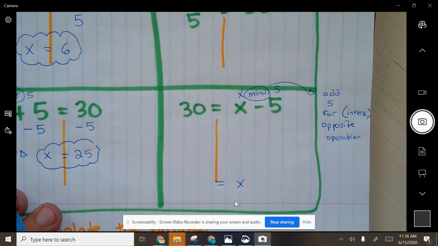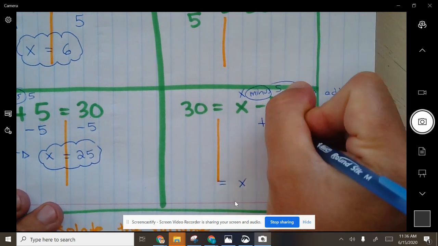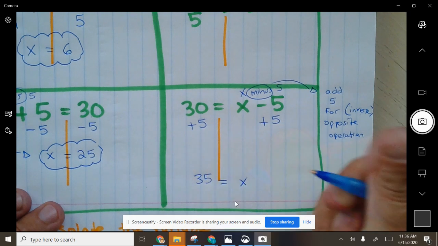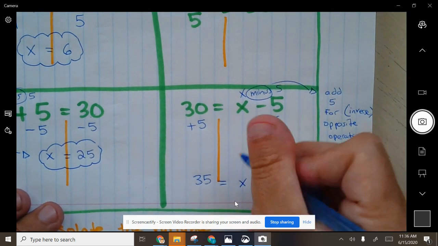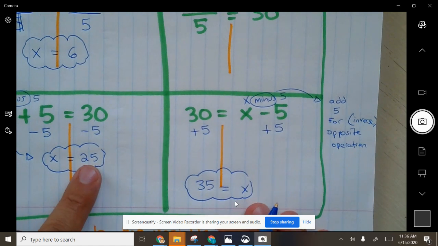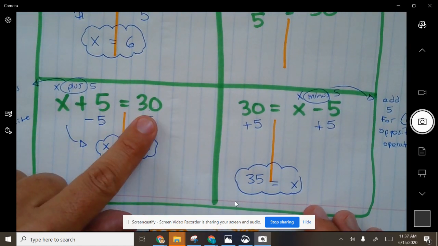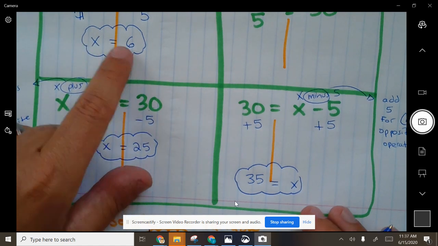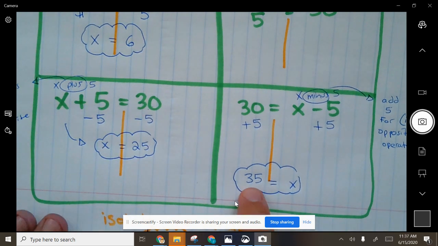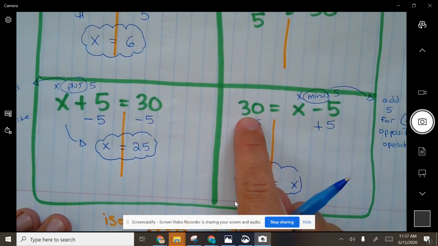Just like the word reverse goes backwards, inverse means opposite. Okay? So how do you get rid of this negative 5? You're going to go ahead and add 5 to both sides, and you're going to get 35. All right? And you can always check your work, can't you? Can't I say, okay, if 25 was x, is 25 plus 5 30? Yeah. If I put 6 here for x, is 5 times 6 30? If I put 35 here for x, is 35 minus 5 30?